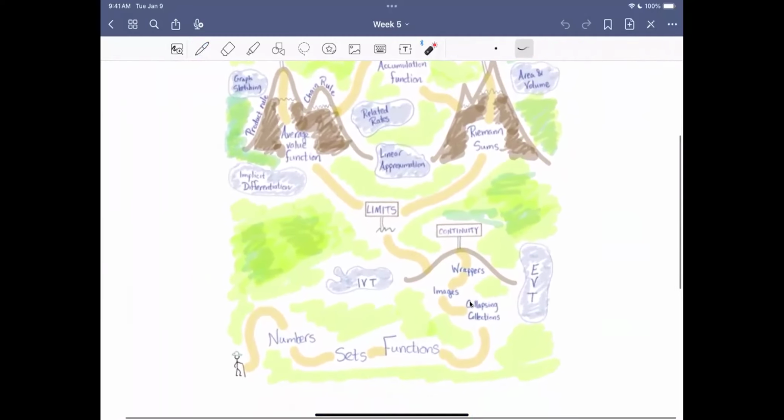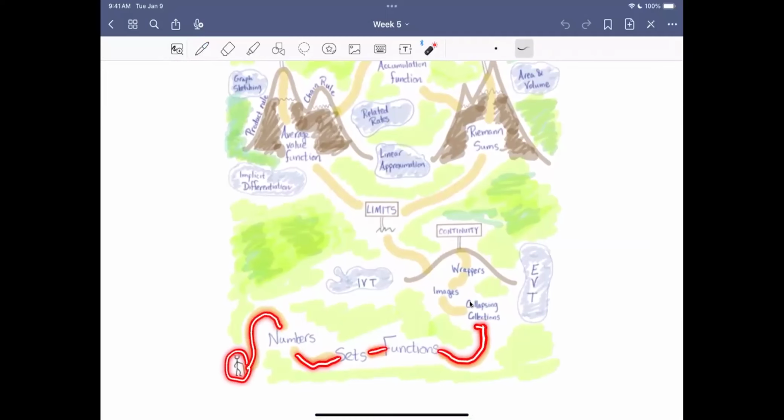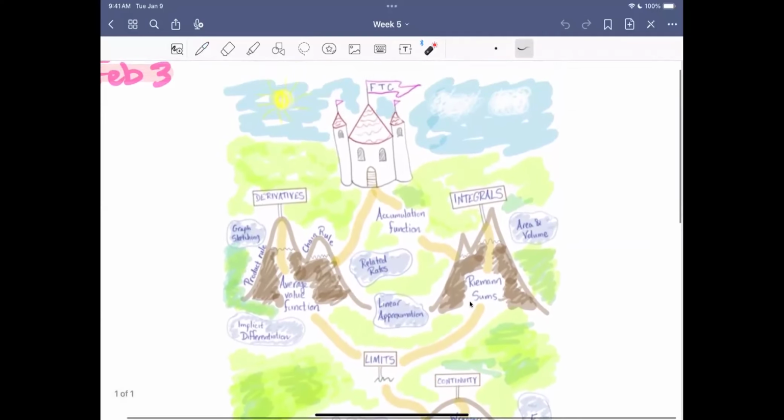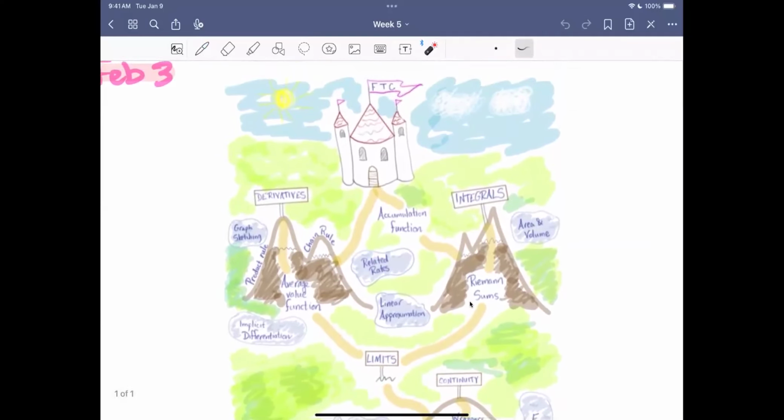So we started off here and we talked about numbers and sets and functions. Then we spent a long time on collapsing collections and talked about their images and wrappers, and then got to continuity, which is our first little peak here on the hike. So now we've gotten past this and we're heading into limits, and we'll spend a little bit of time here. Once we've done that, there's two mountains that we have to climb.